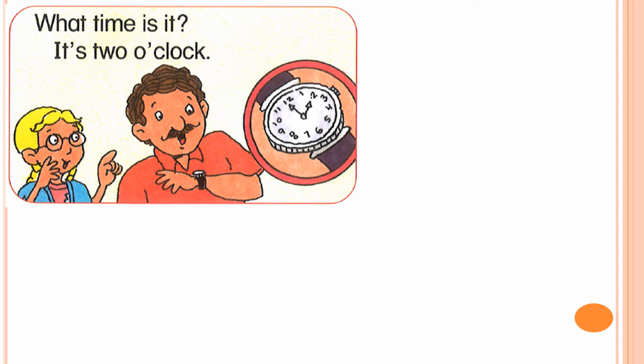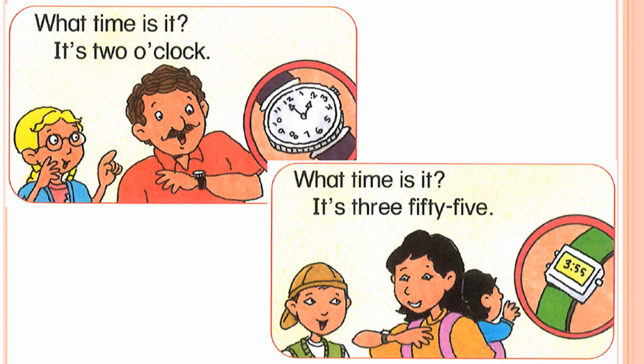When you say it's 2 o'clock, you have to look at the pointers of a watch or a clock. See that? When the short pointer points to number 2 and the long pointer points to 12, it is 2 o'clock. Or 1 o'clock when you see it like this. Next, what time is it? It's 3:55.